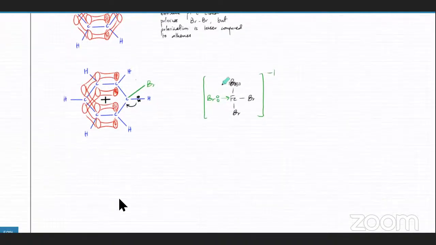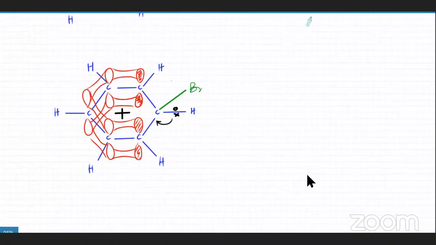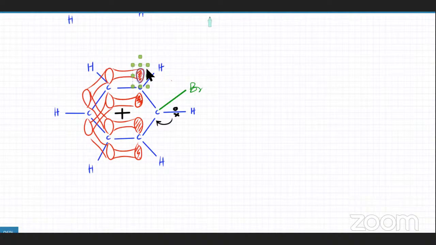Let me quickly draw the last step. So now the last step would be that the p orbital comes back and the H is lost. These electrons come back, and the H +1 is released. And where do the electrons go? The p orbital comes back because it got these electrons back.